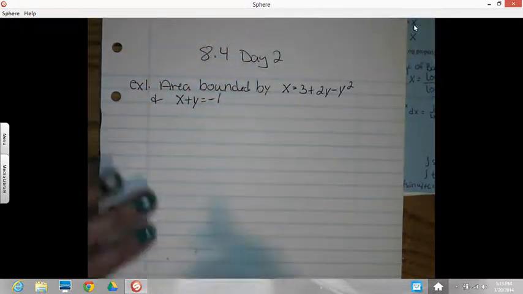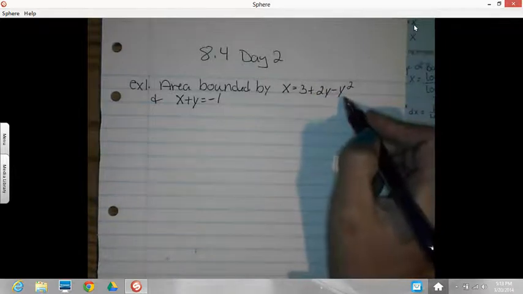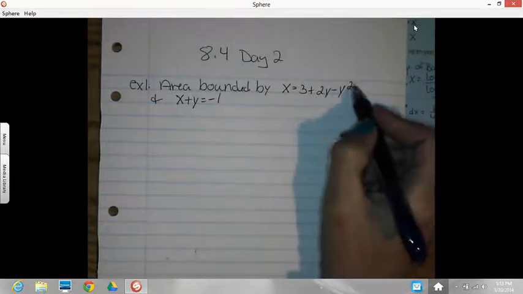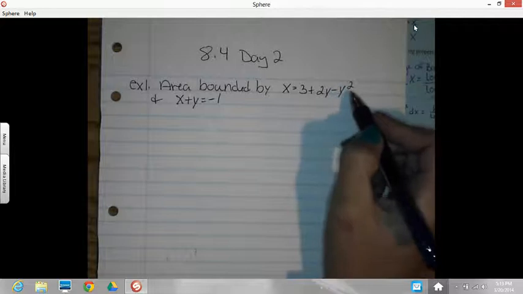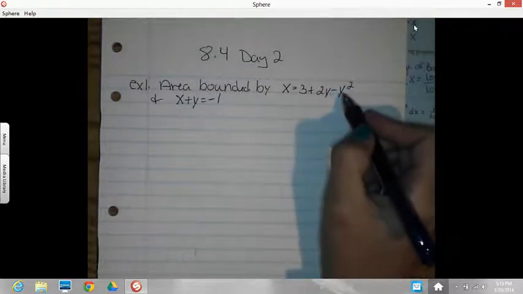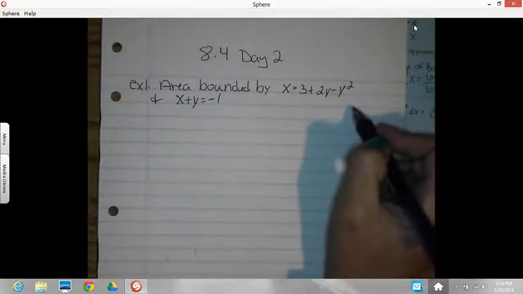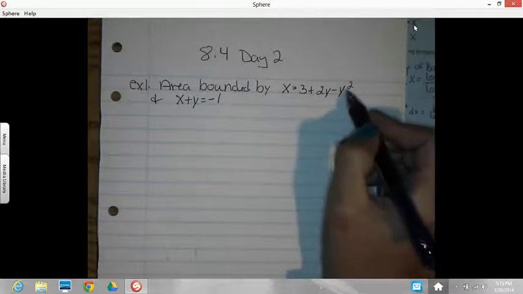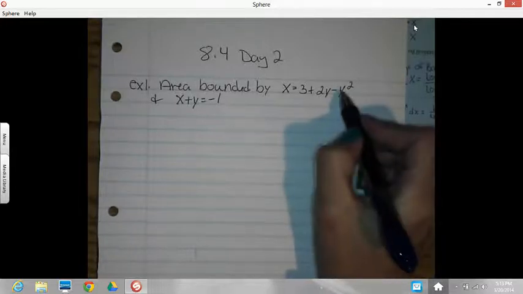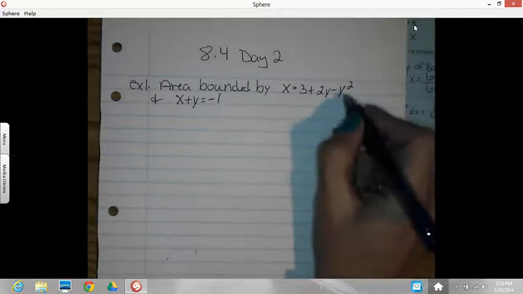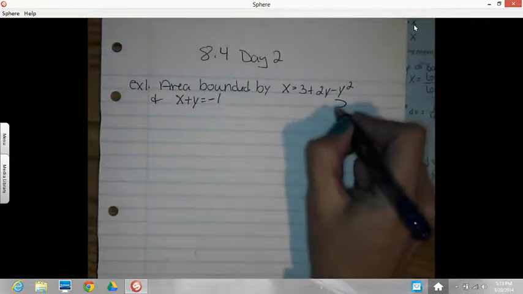When the y is being squared, yes, it's a quadratic, and it's a sideways parabola. It's either going to open left or right, or when the x is squared, they open up or down. Because this is a negative y squared, I know this is a sideways parabola opening to the left. Negative is left. If it was positive, it would open right.